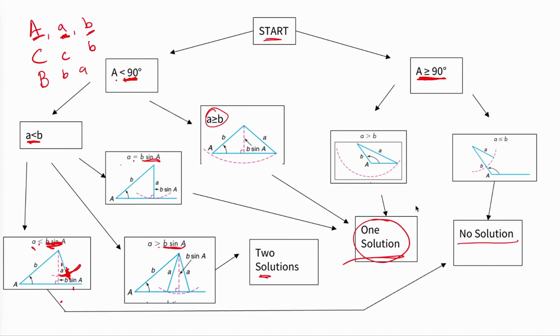If your angle A is greater than or equal to 90 degrees, either A is the biggest side, in which case you've got an obtuse triangle, or A is the smaller side, in which case you don't have a triangle at all. So every time, start and follow the flowchart.